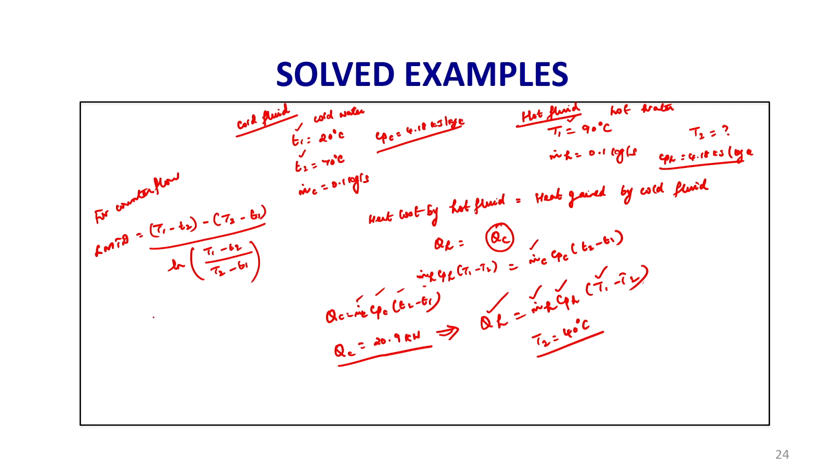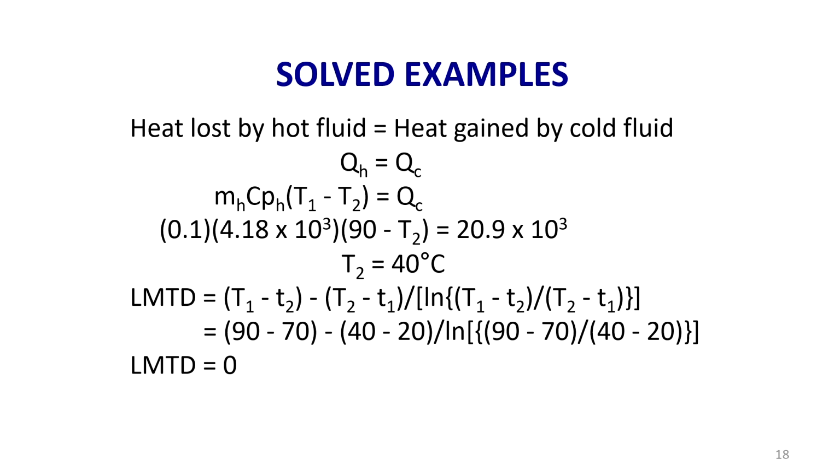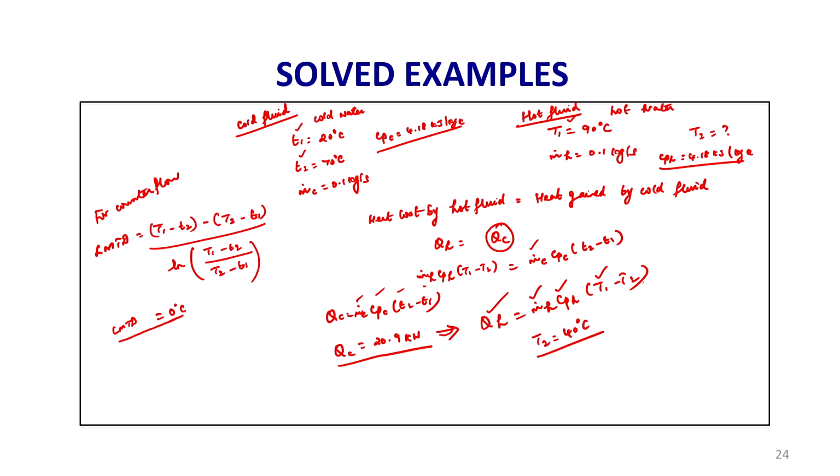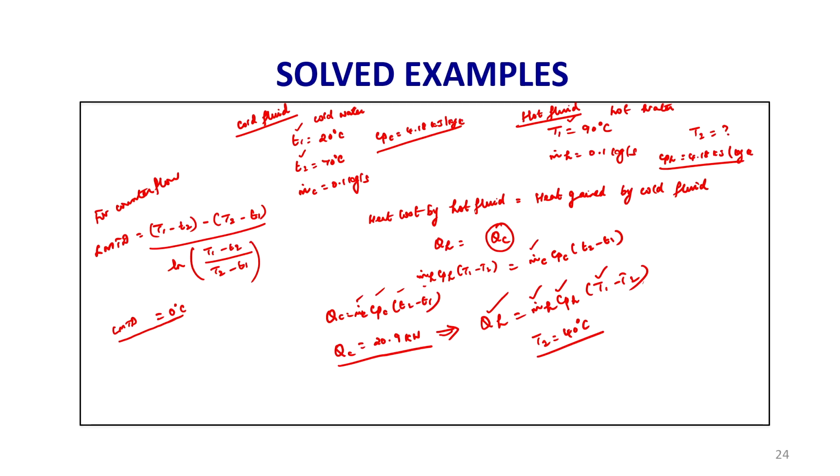So, this is the LMTD formula. If you substitute, we will get LMTD as 0. If you get LMTD equal to 0 degree centigrade, and substitute in Q equal to UA LMTD, Q equal to 0, that means heat transfer is 0, which is not true, because the hot fluid temperature has reduced from 90 to 40, that heat has been taken by the cold fluid, because of which its temperature has increased from 20 to 70. So, that means a heat transfer process has taken place.